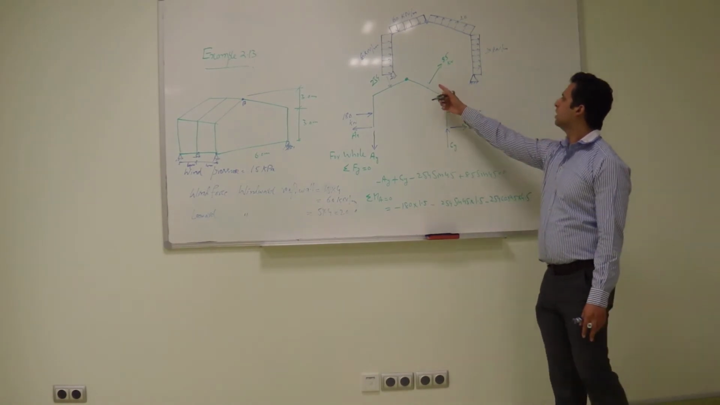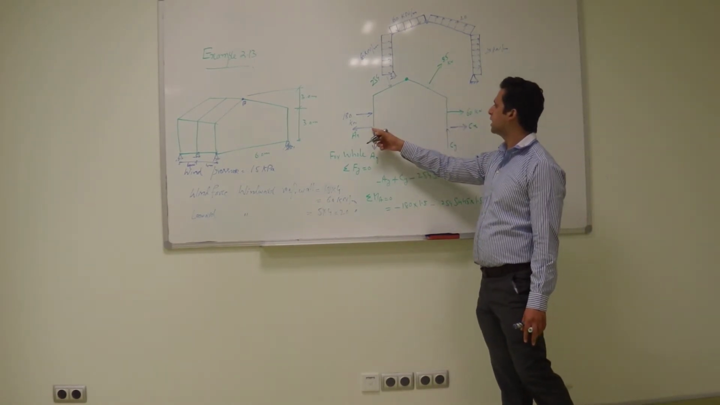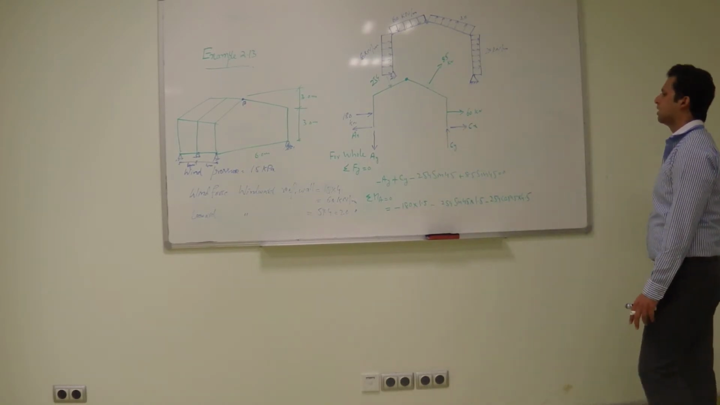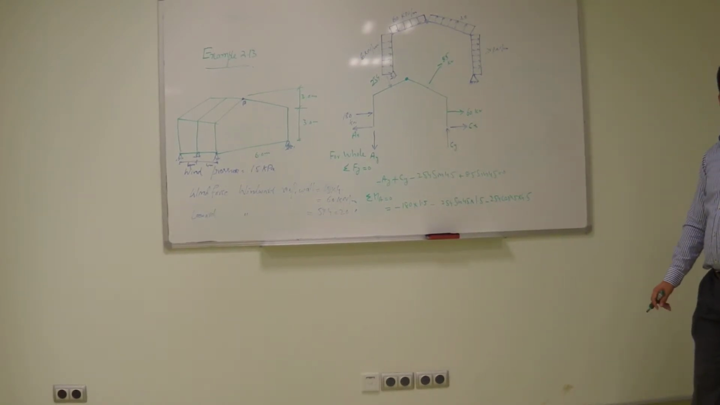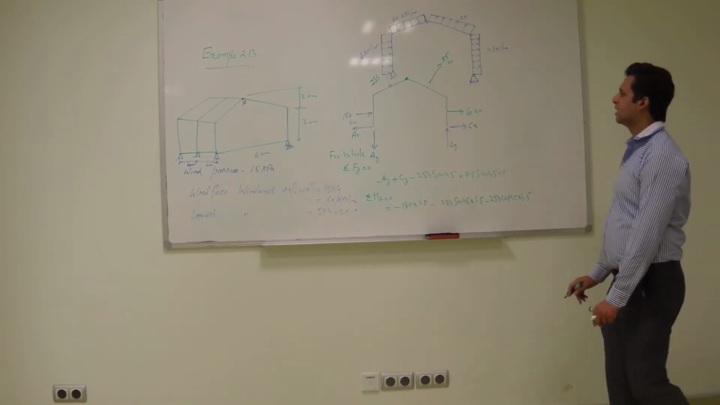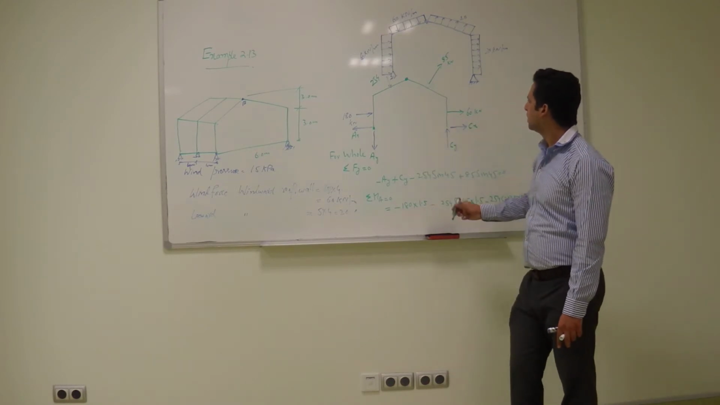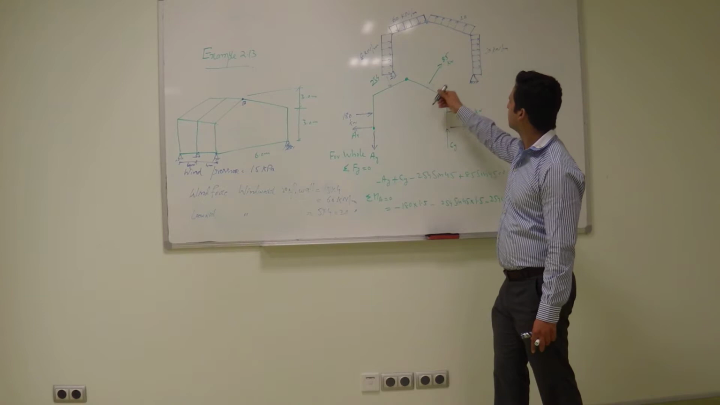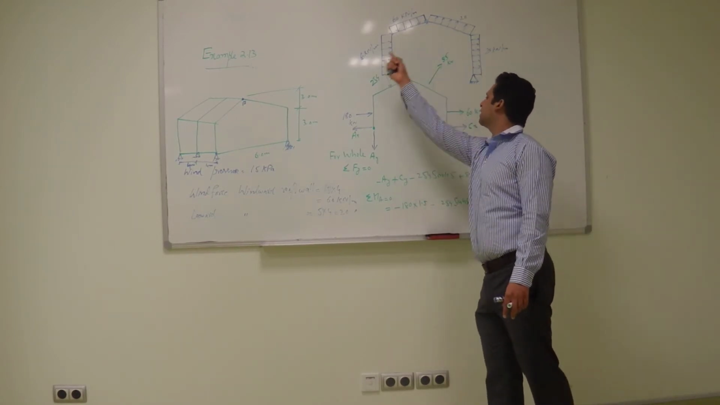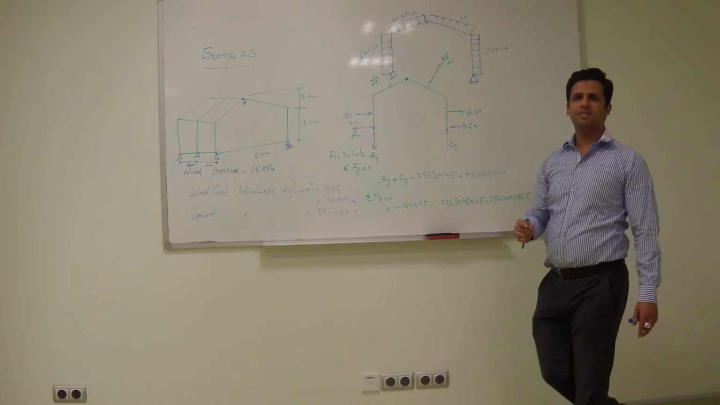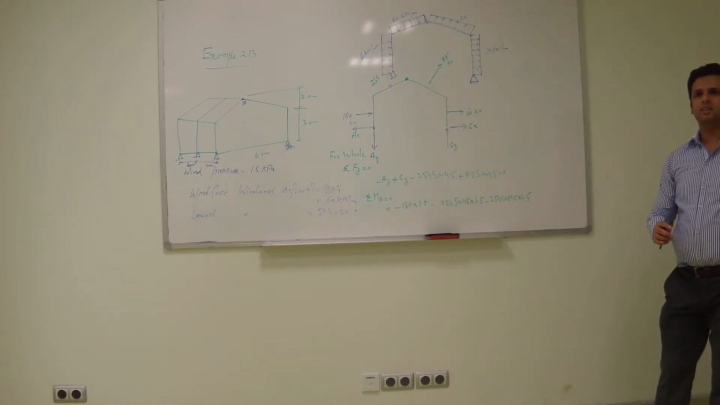And 85 also. 85 will produce which moment at this point, clockwise or counterclockwise? We are calculating moment at point A. The vertical component will be positive, but the X component will be negative. Yes, you're right.